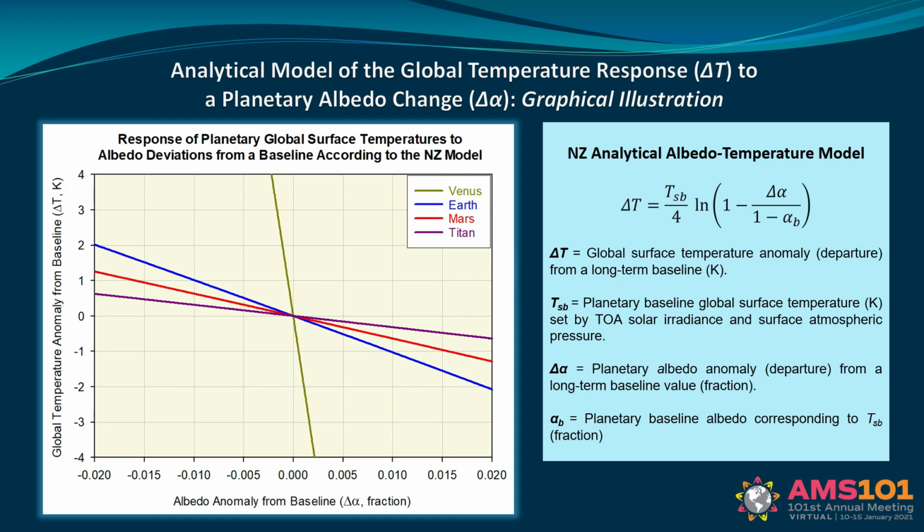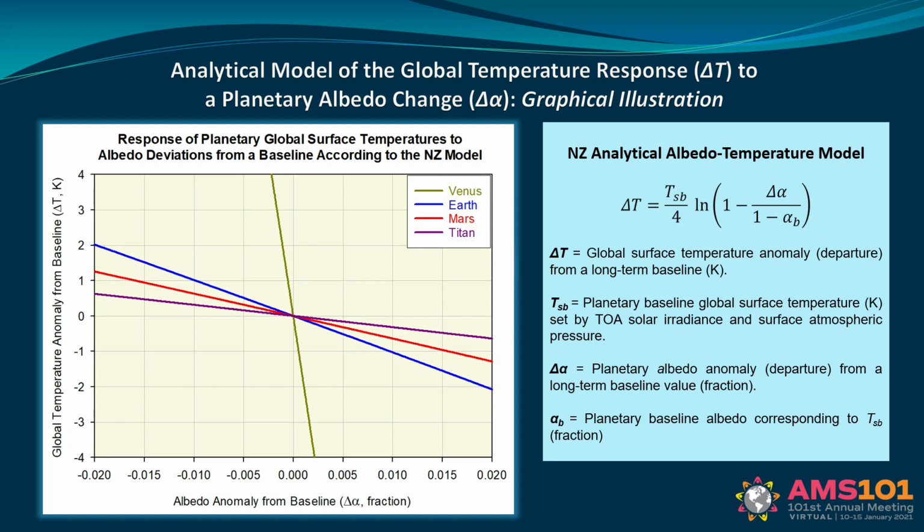The plot on the left illustrates the response of delta T to delta alpha for four planetary bodies with tangible atmospheres: Venus, Earth, Mars, and Titan. Note that although delta T is a logarithmic function of delta alpha, the response curves look like straight lines due to the narrow range of albedo variations considered. The steeper the response curve, the higher the sensitivity of the planet's global temperature to an albedo change.